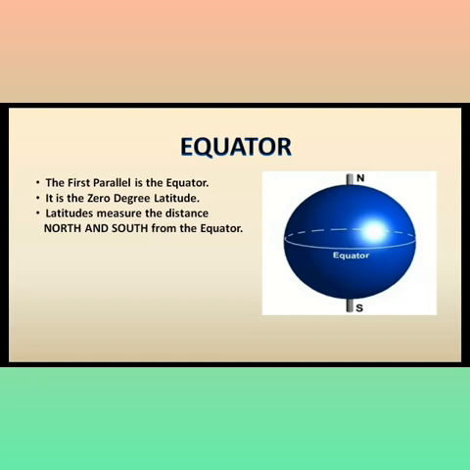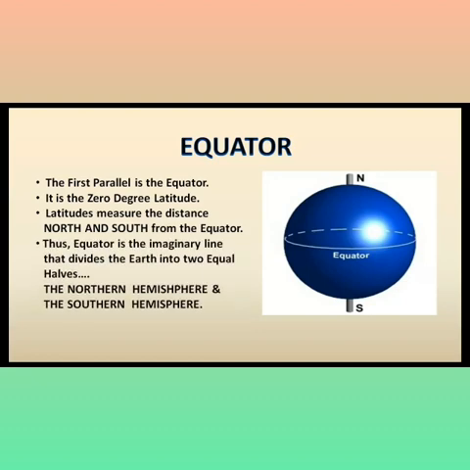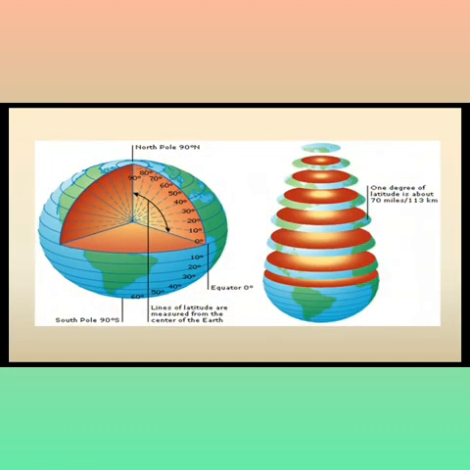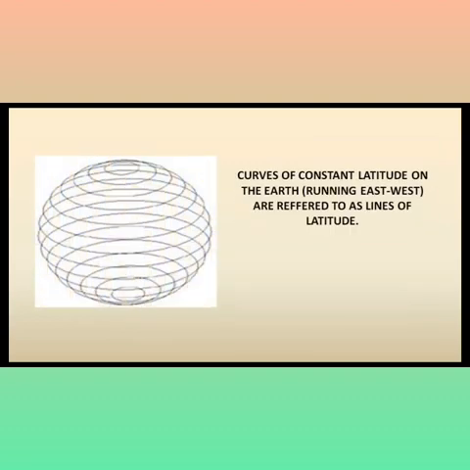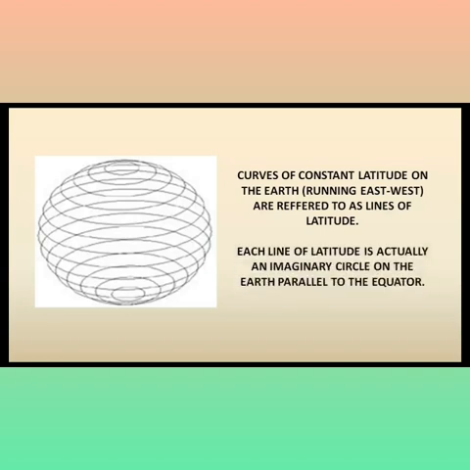Latitude measures the distance of the place north or south of the equator. Thus, equator is the imaginary line that divides the earth into two equal parts, northern hemisphere and southern hemisphere. So, the equator lies at 0-degree latitude, North Pole at 90-degree north and South Pole at 90-degree south latitude. So, the lines of latitude are basically the curves which run from east to west on the earth. They are the imaginary circles which are parallel to the equator.